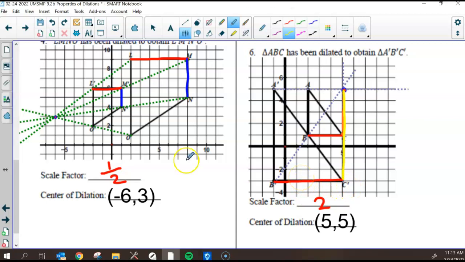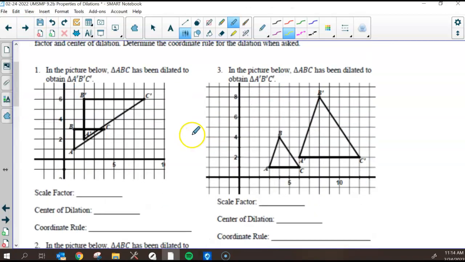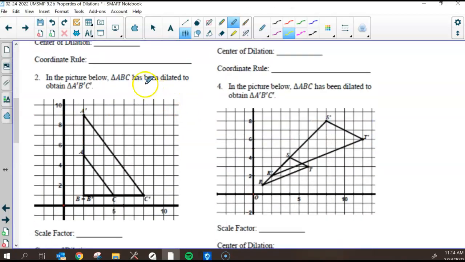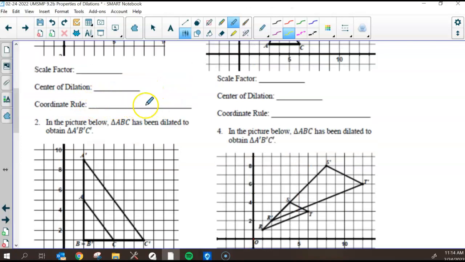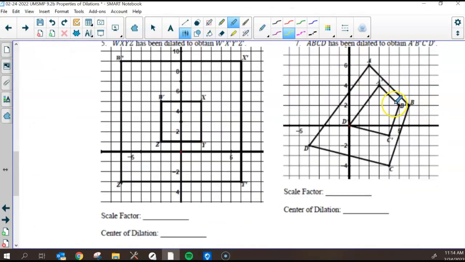That's it for this lesson. So your homework is the homework section where you have more. All you're doing is identifying the scale factor and the center of dilation. Once again, for right now, let's skip this coordinate rule. Anytime you see that coordinate rule, just skip it. We'll get to that later. You have, looks like, 7 homework problems, so it shouldn't take you too long.